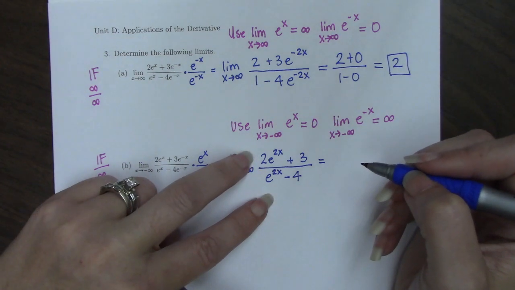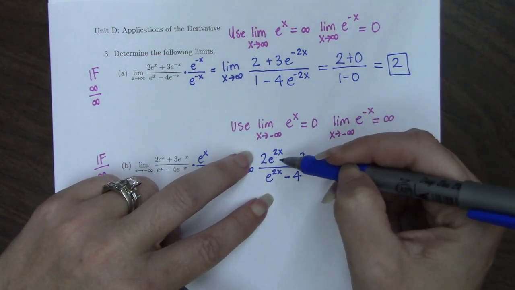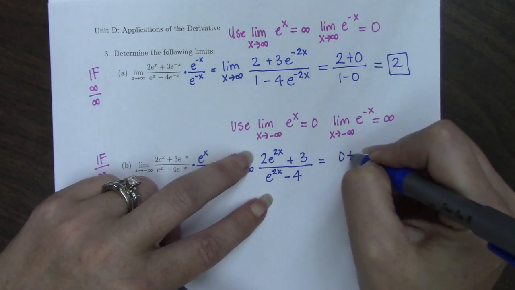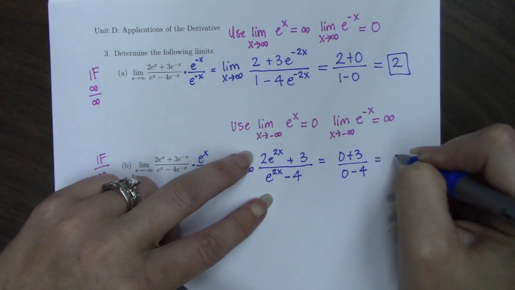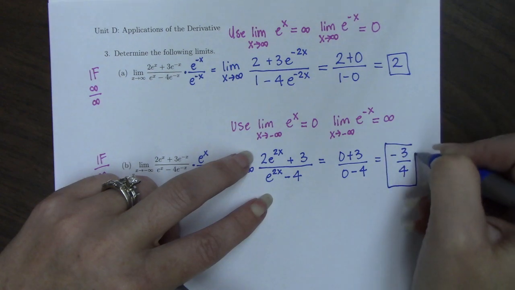Since e to the positive x gives me 0, so will e to the positive 2x, positive 3x, and so on. So the numerator is 0 plus 3. The denominator is 0 minus 4. So my limit is negative 3/4.